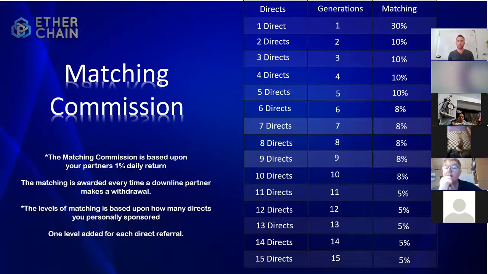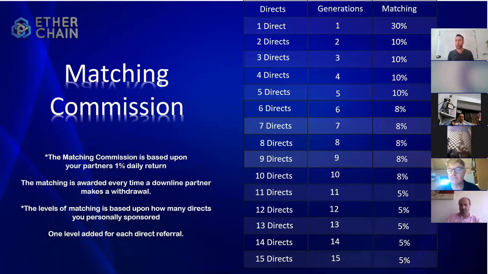And the levels of matching is based upon how many direct partners you personally sponsored. You have 1 level added for each direct referral. So if you have 1 direct, you have 1 level where you can receive a matching. If you have 3 directs, you will have 3 levels. If you have 10, you got 10 levels. 15 directs or more, you will max out with 15 levels of matching.